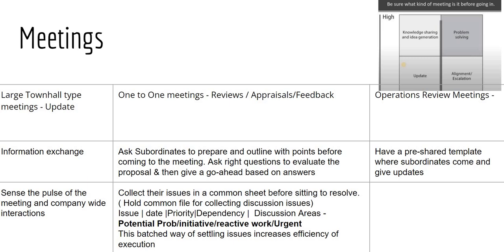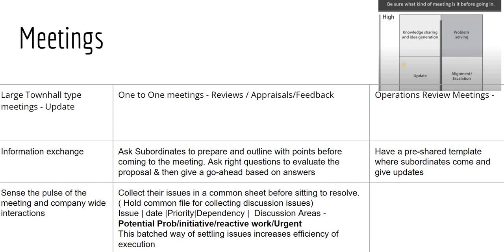Typically what happens is you can ask your team members or subordinates to have a sheet wherein they can start punching in all the topics that they want to discuss with you. You can also have some columns, such as: what is the issue, a brief description, the date by when they want it resolved, the priority according to them, and is there any dependency on any other team or person?